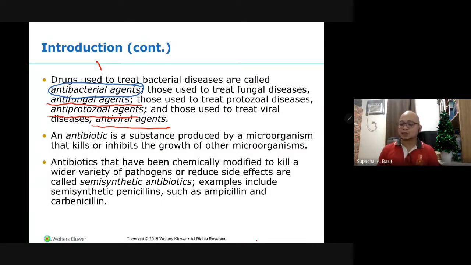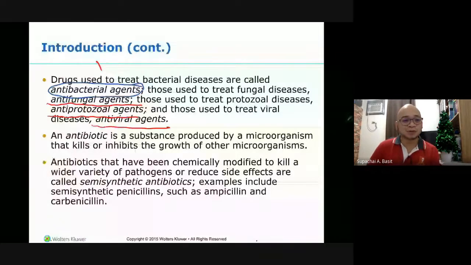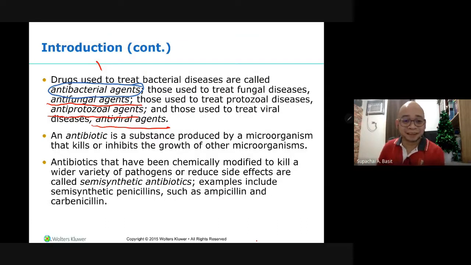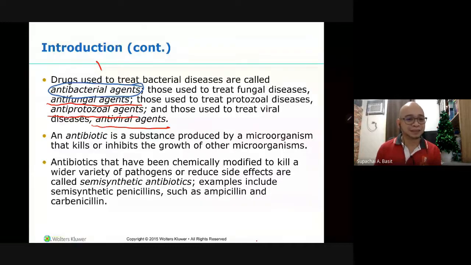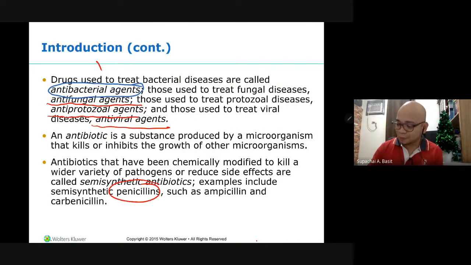So, this is what we defined a while ago. An antibiotic is a substance produced by one microorganism that could either kill or inhibit the growth of other microorganisms. Antibiotics that have been chemically modified to kill a wider variety of pathogens or reduce the side effects are called semi-synthetic antibiotics. Okay? So, penicillin is an example of a natural antibiotic.